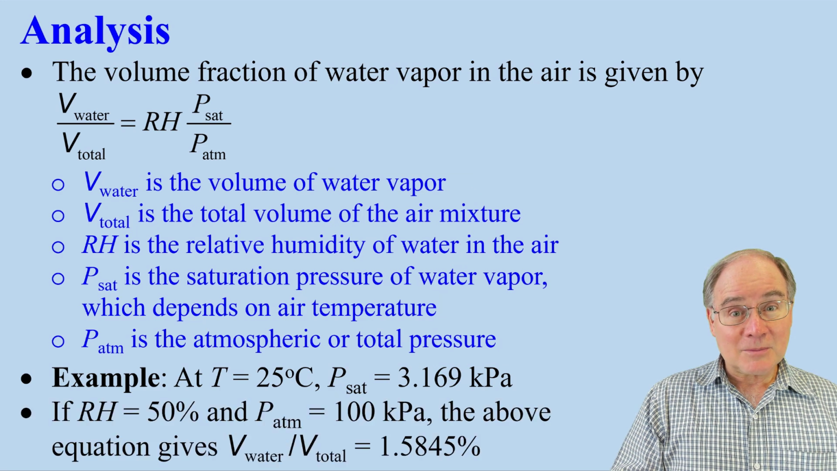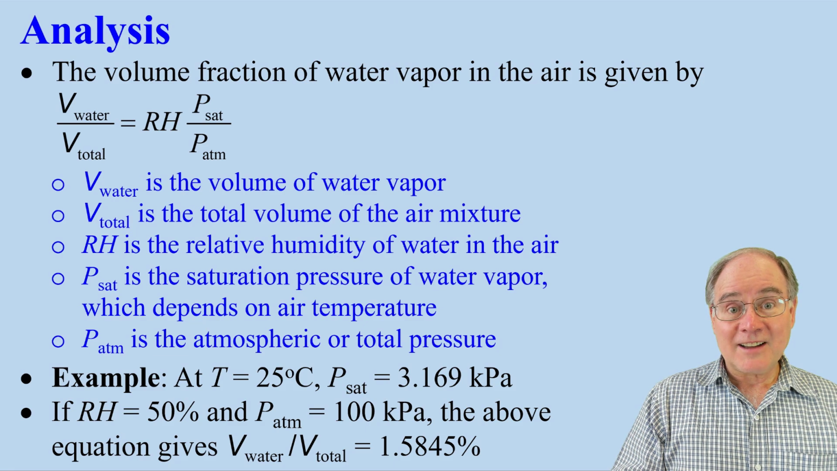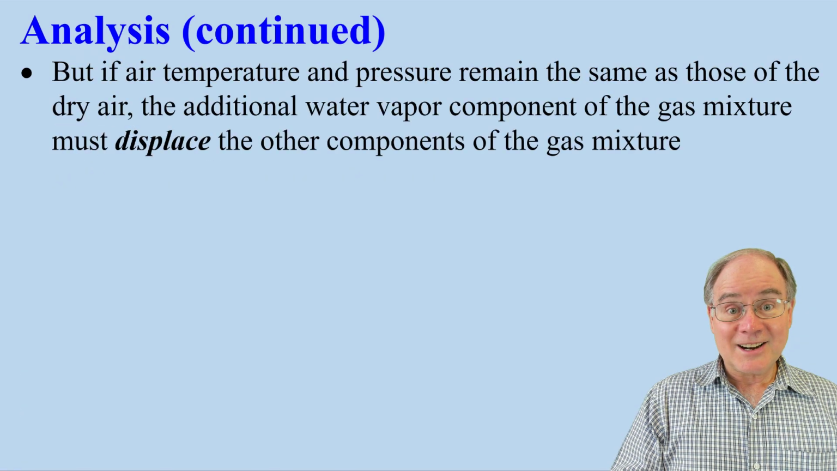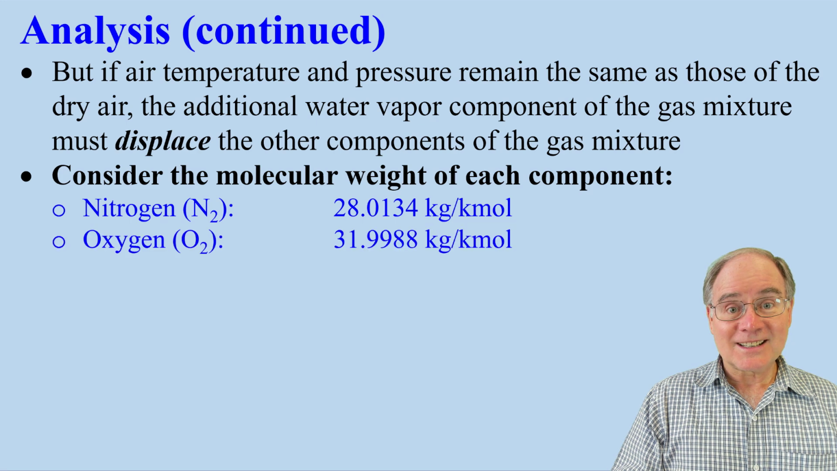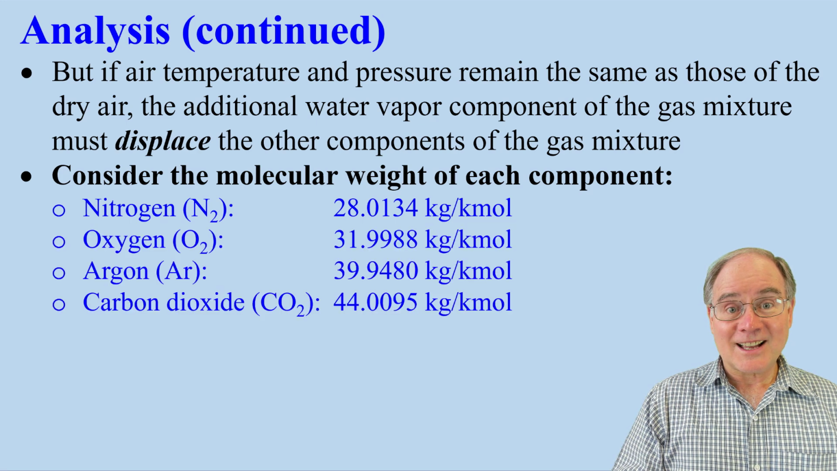So if the relative humidity is 50% and the air is at 100 kPa at 25 degrees C, the above equation gives a volume fraction of water as about 1.585%. But if the air temperature and pressure remain the same, when you add the water vapor, you have to displace all the other gases. So let's list the molecular weight of each component gas: nitrogen, oxygen, argon, carbon dioxide, and water.